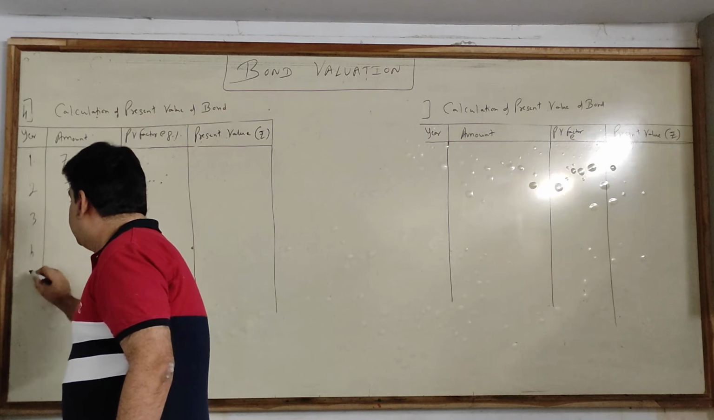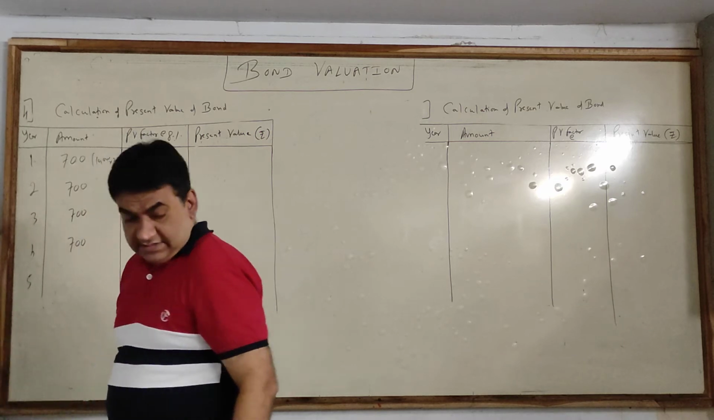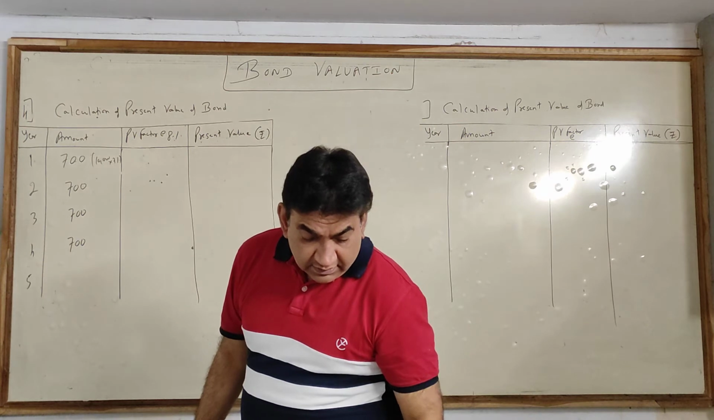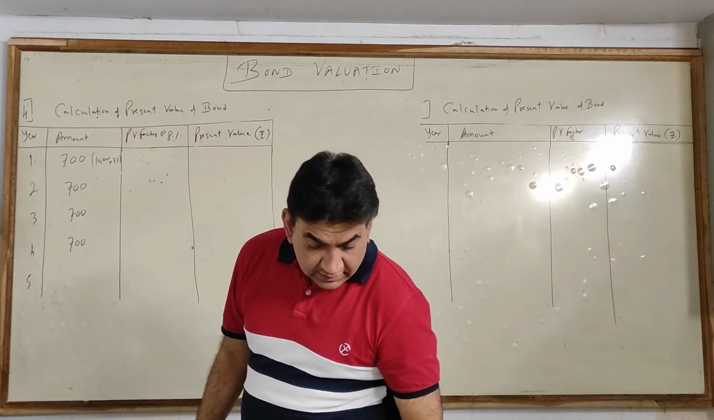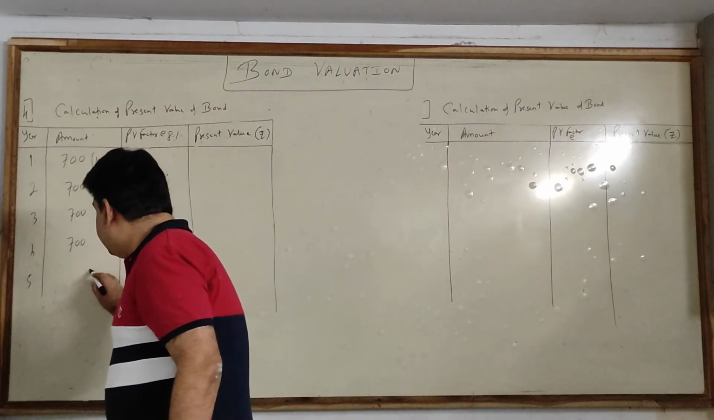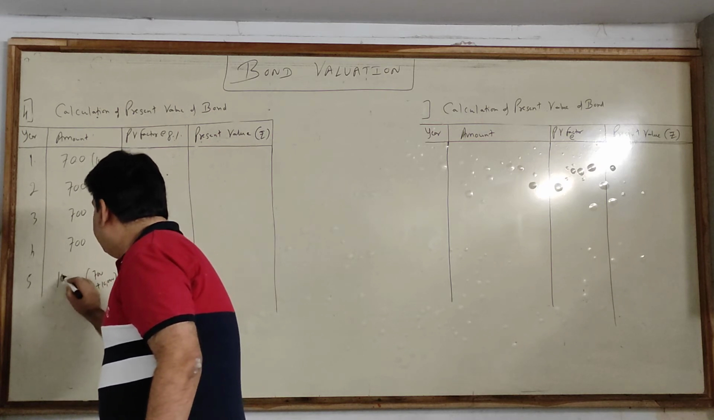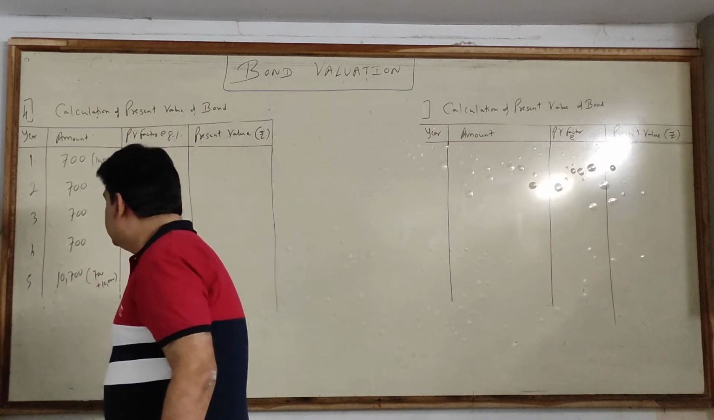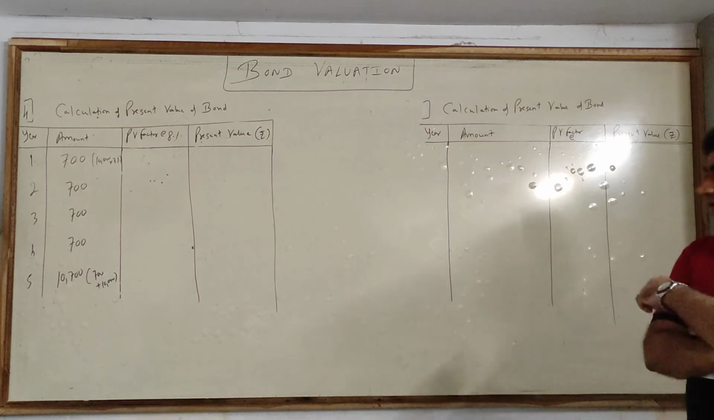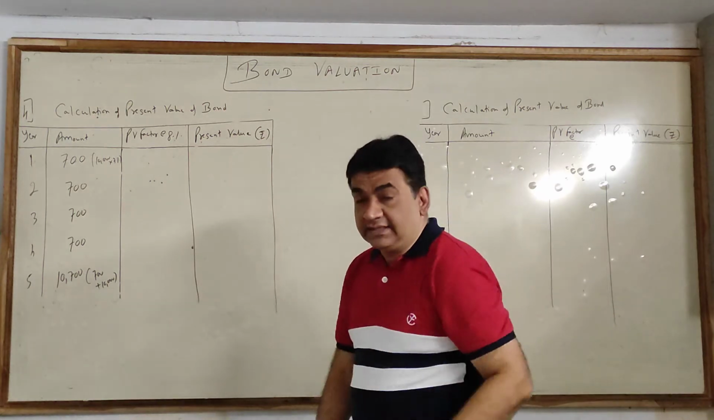But in the 5th year, we will get it along with the maturity amount. So 700. Now what do they say? Matured at par. Maturity is at par. So what will happen in the last year? I will get 700 along with this 10,000. So in the 5th year, I will get 10,700.